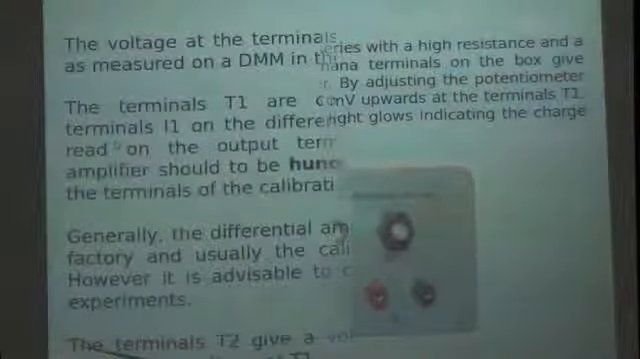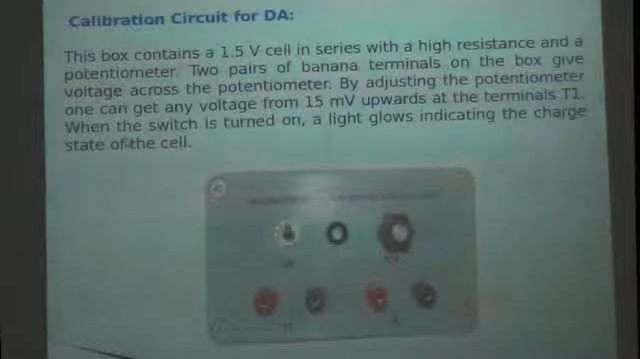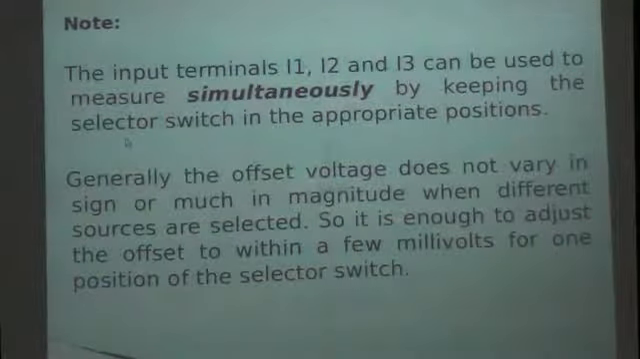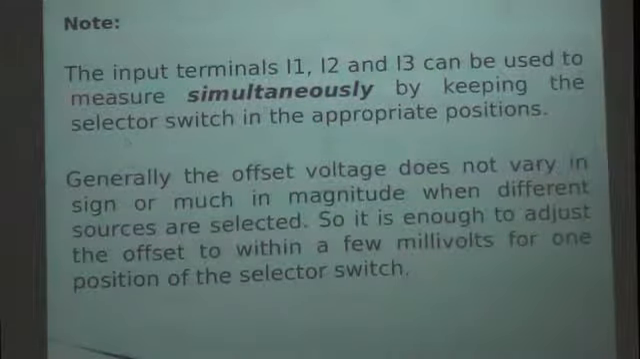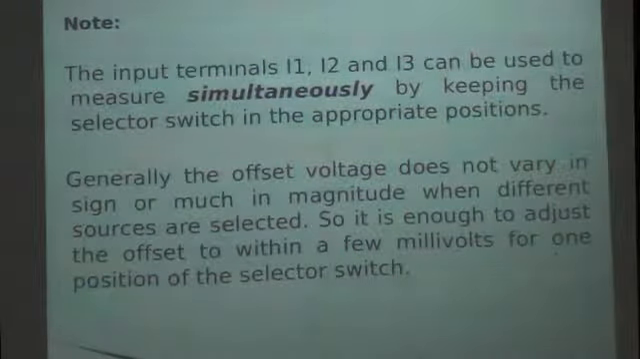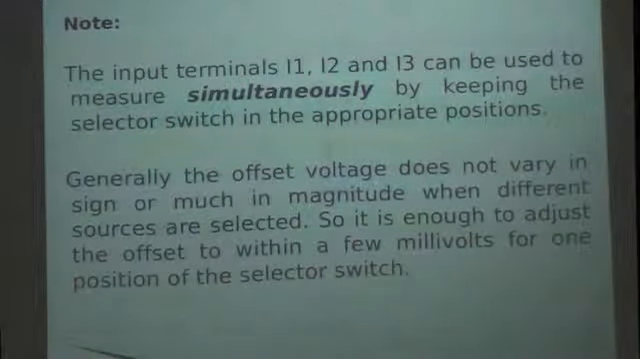These are all the three terminals. They can be used simultaneously. The offset will not change. The offset will remain the same for all three terminals because you have three choices of measuring EMF. So once you set your offset to minimum, it will remain the same for all the measurements.